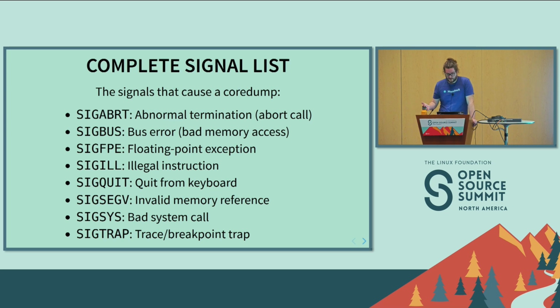So I keep saying things like crashes. What does it mean to crash, and what does it mean from the perspective of the kernel? Well, a crash is going to be anything that causes your program to halt unexpectedly. And from the kernel's perspective, it's going to get a signal that tells it what to do.